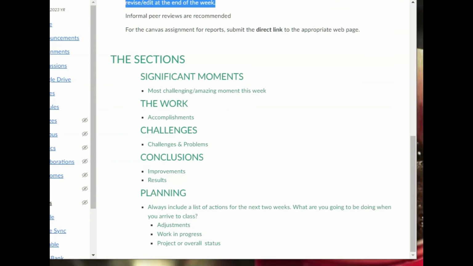Then planning: you have to think about this at the end of every 2 weeks. I want you to lay out what you're projecting for the next 2 weeks in class. I realize this is going to be flexible. That's why we include adjustments, your work in progress, and your overall project status, like how much headway you've made and how much you still have to go. Really what we're trying to answer here is, next Monday when you walk in, do you already know what you're going to start doing? That's what I want to see.